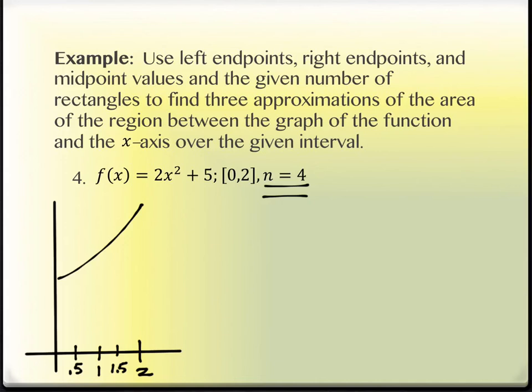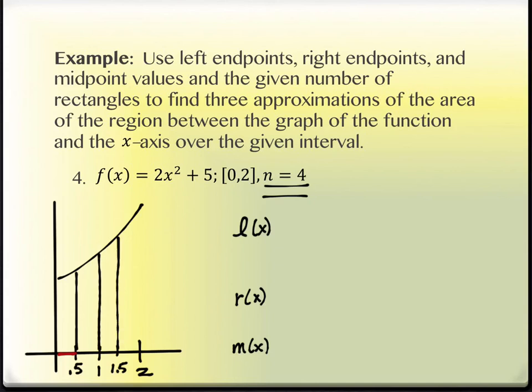So as I'm looking at the left-hand endpoint, or the right-hand endpoint, or when I'm using midpoints, what is the width of every rectangle? This is not a trick question. What is the width? Yes, it is 0.5. The width of all the rectangles I'm going to draw are all going to be 0.5. No matter which endpoint I use, I've got 4 rectangles, the width is 0.5.